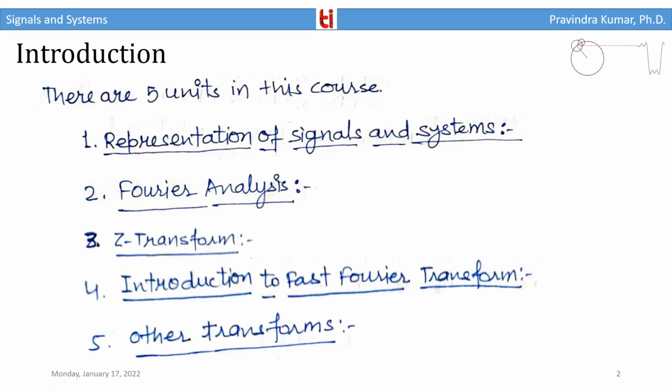discrete sine transform and discrete cosine transform. So why do we need the transforms, Fourier transform, Z transform? We will discuss all these, why we need these kinds of transformations.